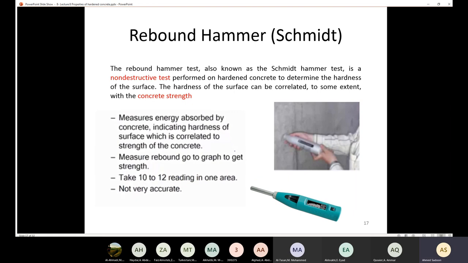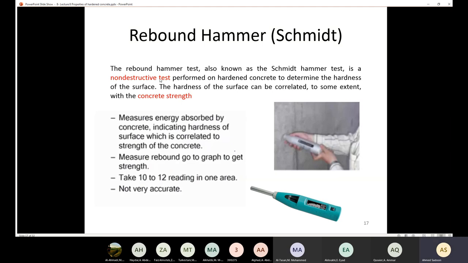So now we are going to talk about the non-destructive tests. In the non-destructive tests, the first one we have is the rebound hammer or the Schmidt hammer. This one looks like that. This device, we are going to use in order to determine the compressive strength, but we are not going to destroy the specimen.